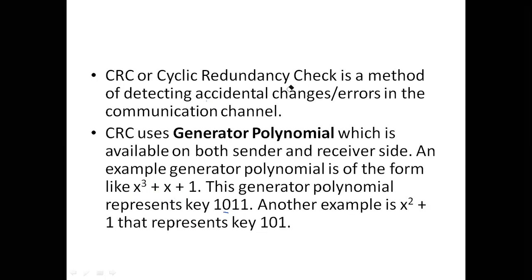Here is one more example. x square plus 1. In between we have x square, x1 is missing, and x power 0 into 1. 1 is there, since x power 0 is nothing but 1. So that exists, and x square also exists, so 1 is there. x1 is missing, so at this place we can put 0. So what is the polynomial value? That is 101.